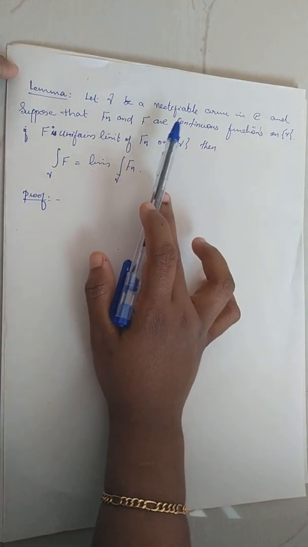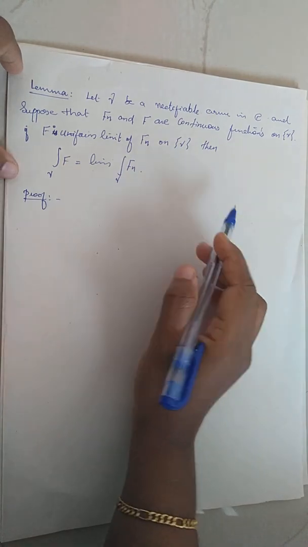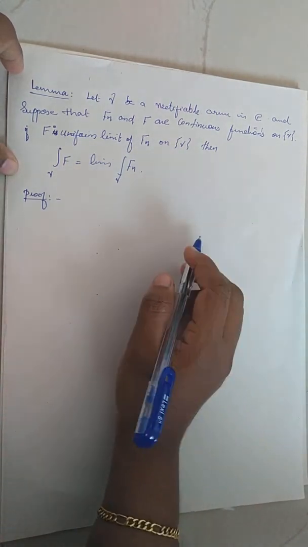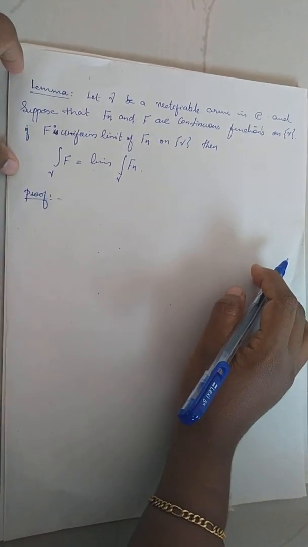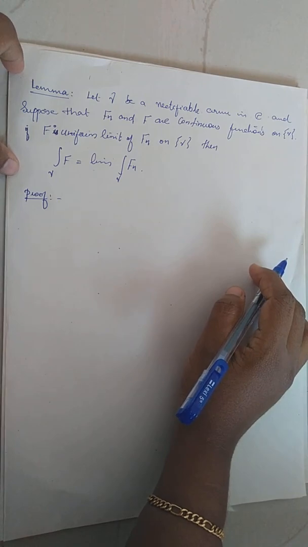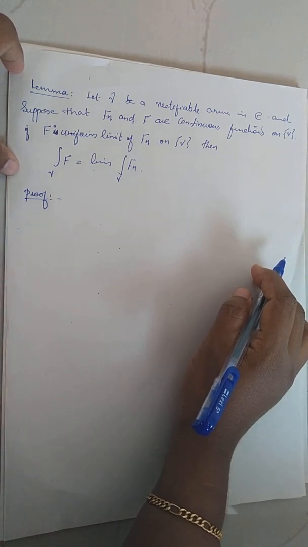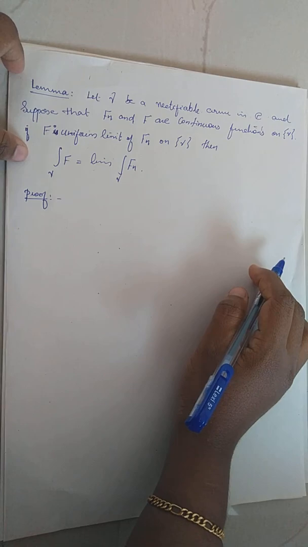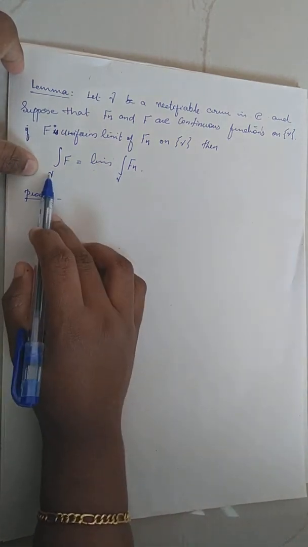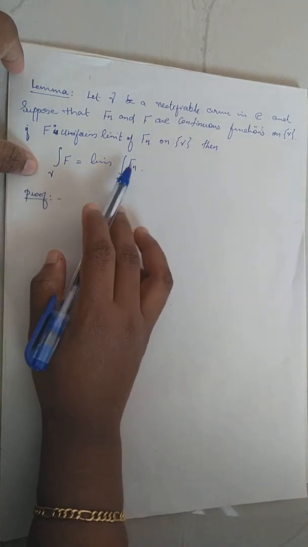So in this section also we are continuing the section, power series representation of analytic function. So there is a lemma. The lemma says: let gamma be a rectifiable curve in C. Suppose we have a rectifiable curve gamma in C, and suppose that fn and f are continuous functions on the trace of gamma, and if f is the uniform limit of fn on the trace of gamma, then the integral over gamma of f equals the limit of the integral over gamma of fn.